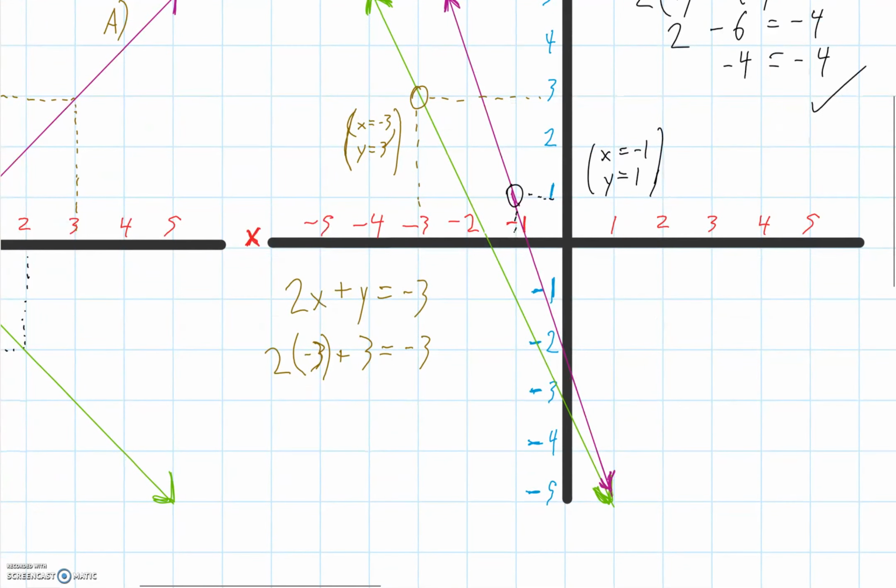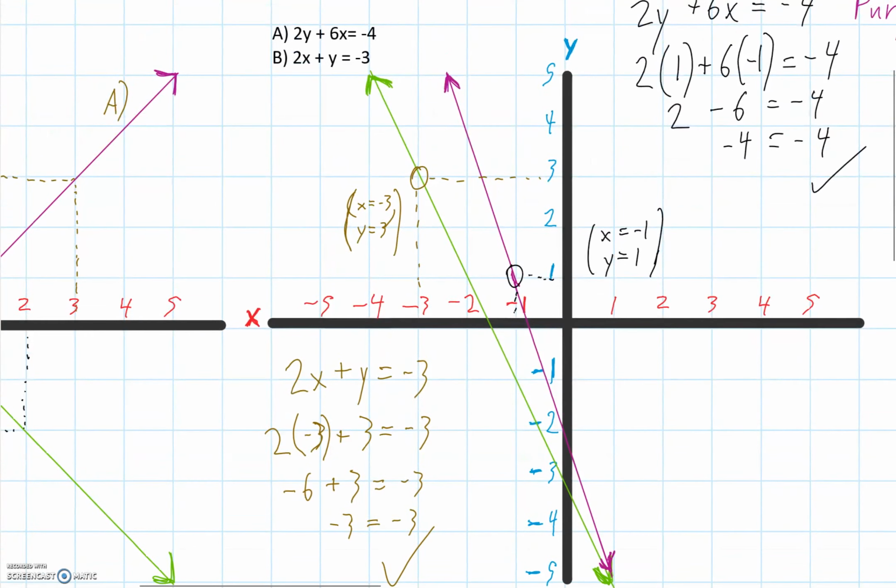Okay, so now I'm going to simplify this. So 2 times -3 is -6, plus 3 equals -3. -6 plus 3 equals -3. -3 is -3, so we know that that point is correct. So that means that green is B.